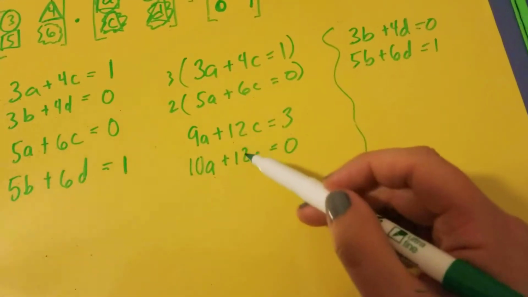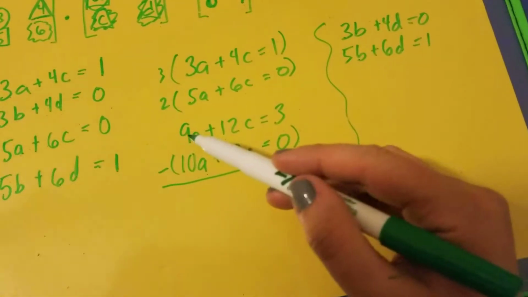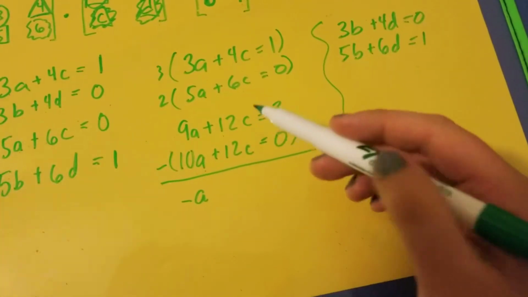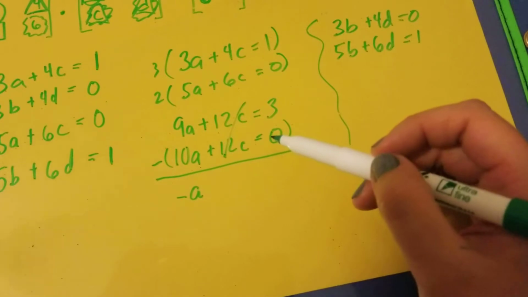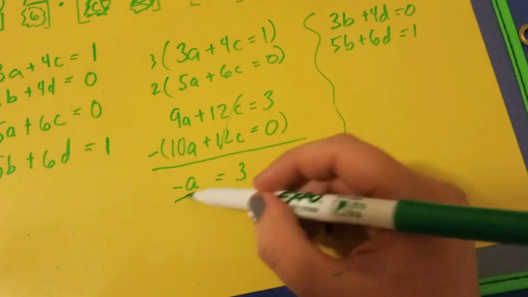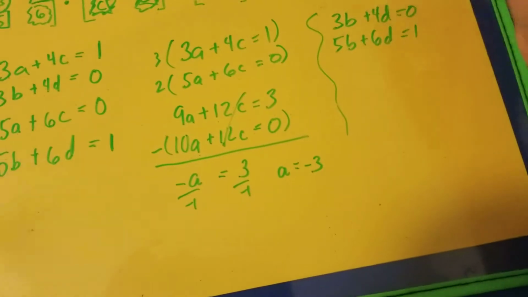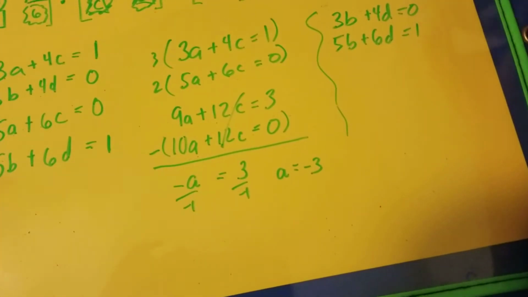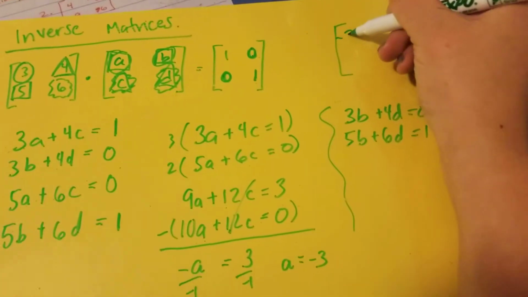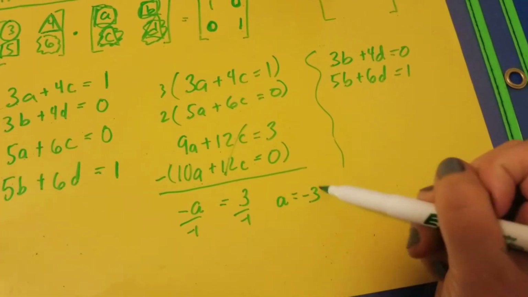Okay, I want to get these to cancel out, and they're both positive, so I'm going to subtract. So 9a minus 10a is negative a. 12c minus 12c cancels, and 3 minus 0 is 3. Okay, I divide by negative 1, divide by negative 1, so a equals negative 3. So where a is on this matrix up here, we're going to put negative 3, because we know what a is now. Now we need to figure out what c is based on the fact that a equals negative 3.